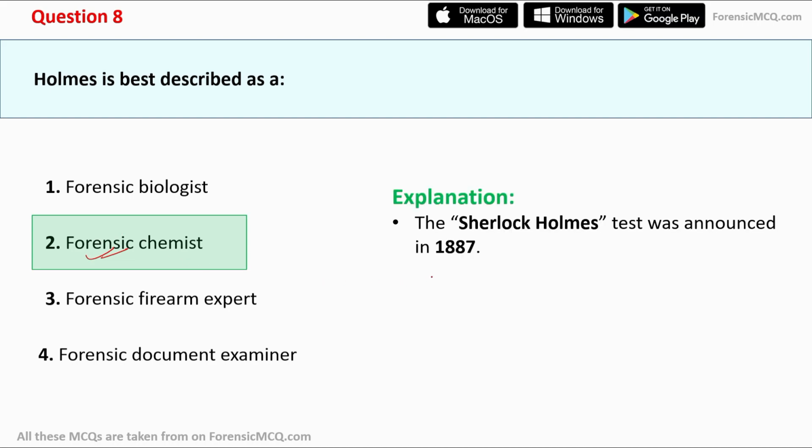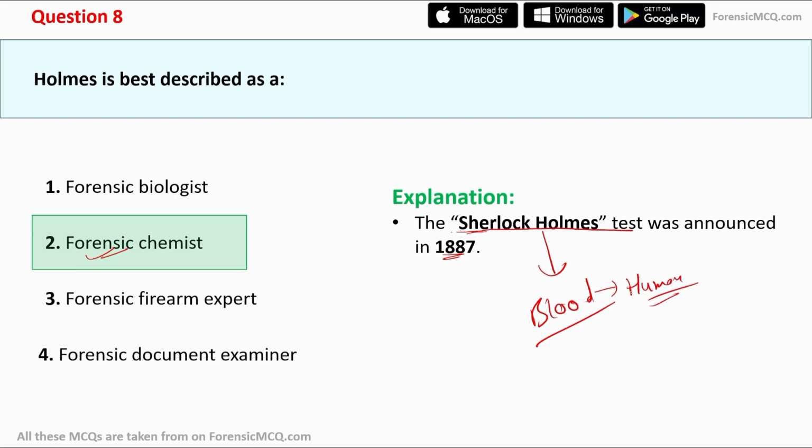The explanation is that the Sherlock Holmes test was announced in 1887. It is a test that was developed by Holmes, and it was the first test that he introduced in his book in 1887. And what is the Sherlock Holmes test? It is a blood test. In his novel, he specified that his blood test not only detects the blood, but also its human origin.